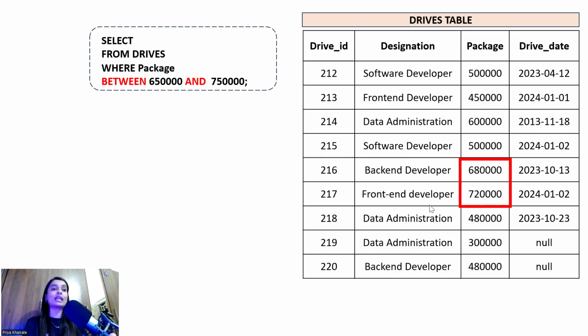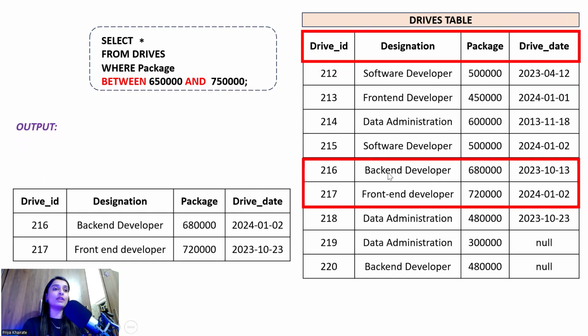So these are the rows we targeted. What do you want to select? I want to select, let me check all the details. So we got all the details. These are the two packages which fall in this range. I want all the details for all these rows. If we execute, we got all the details, guys. Is this clear how between and works?